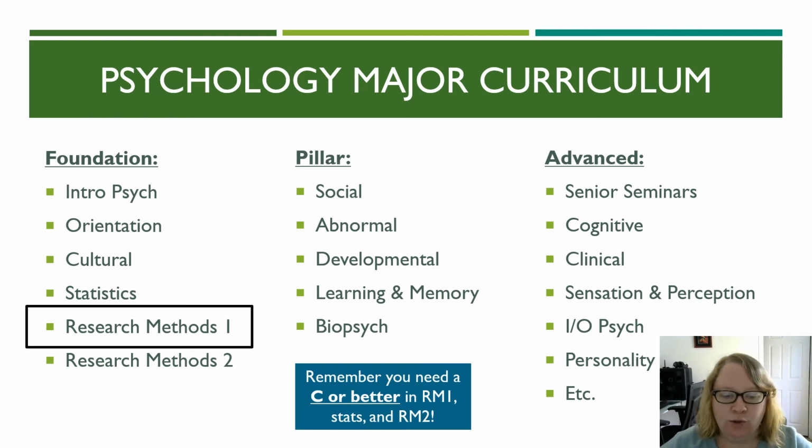I want to have a quick reminder for you guys that you do need to have a C or better in Methods 1, Stats, and Methods 2 in order to complete your psych degree or to move on to the upper courses. These are the only courses in the major that we have grade requirements for, and I want to take just a second and talk about what that means, especially given this semester.